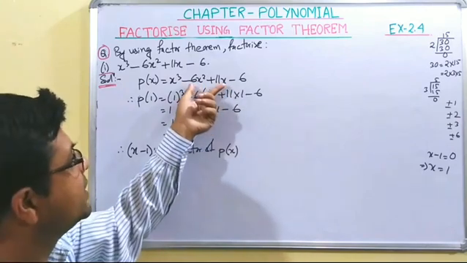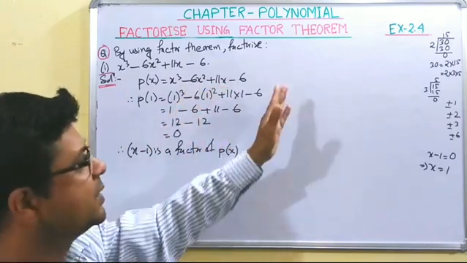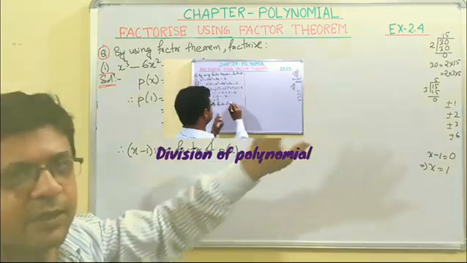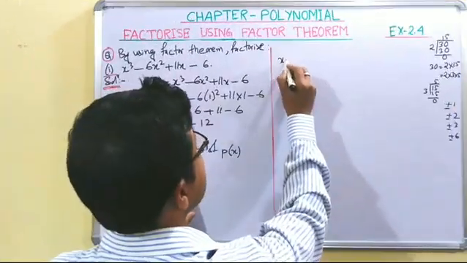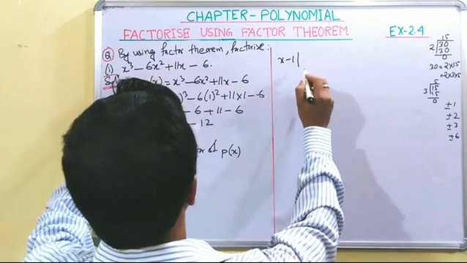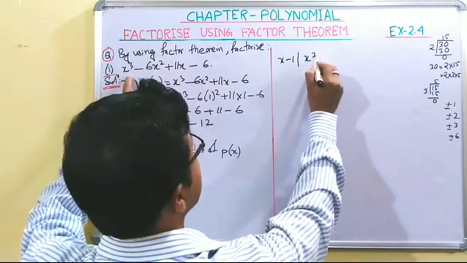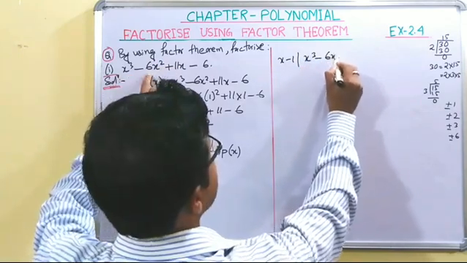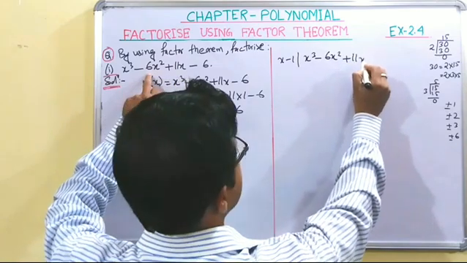By dividing these by this. So let us divide it here. Let us divide by x minus 1, and the polynomial is x cube minus 6x square plus 11x minus 6.